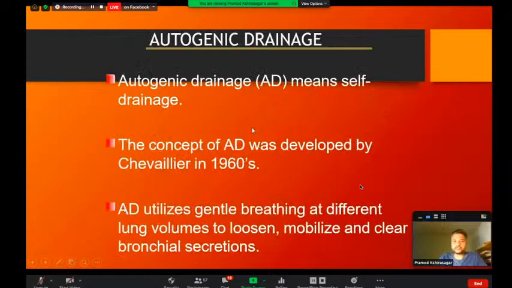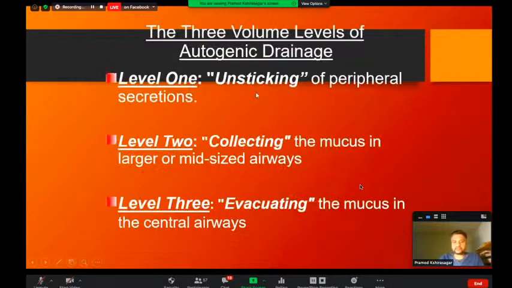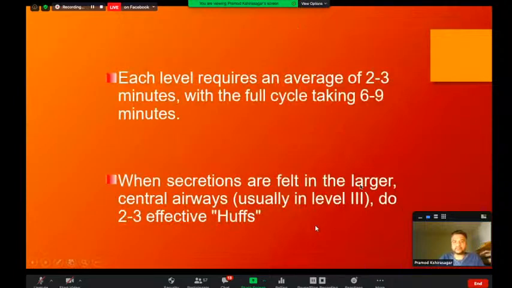Autogenic drainage, AD, is a self-drainage technique, developed by Chevalier in 1960. The phases are the unsticking phase, collecting phase, and evacuating phase. Each phase takes 2 to 3 minutes, with the full cycle taking 6 to 9 minutes. This is for if the patient is really willing to do that, so you can try it. But in my practice, they feel it's really hard to perform.